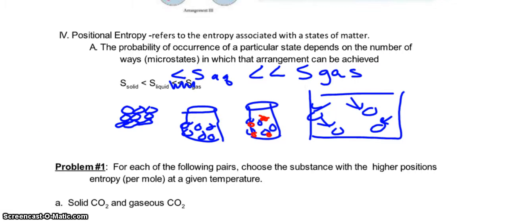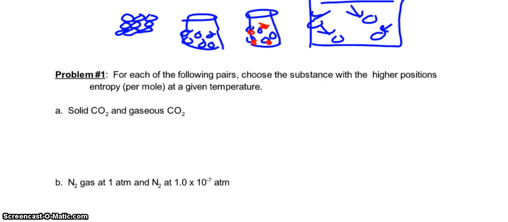So having said that, looking at problem number 1, for each of the following pairs, which substance has the higher positional entropy? Which one has greater disorder at a given temperature? So what do you think? Solid carbon dioxide or gaseous carbon dioxide? I'll pause. You're right, gaseous carbon dioxide. Gases are much more disorderly than solids.